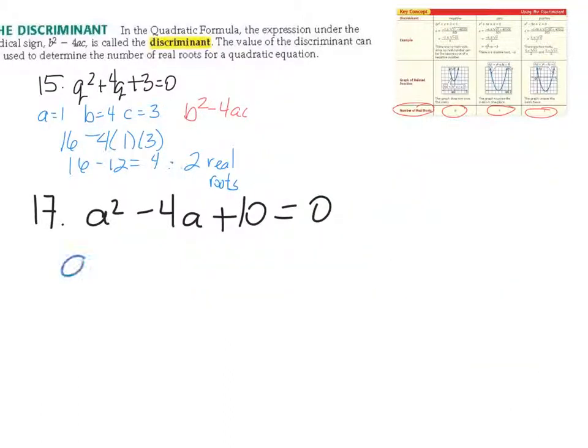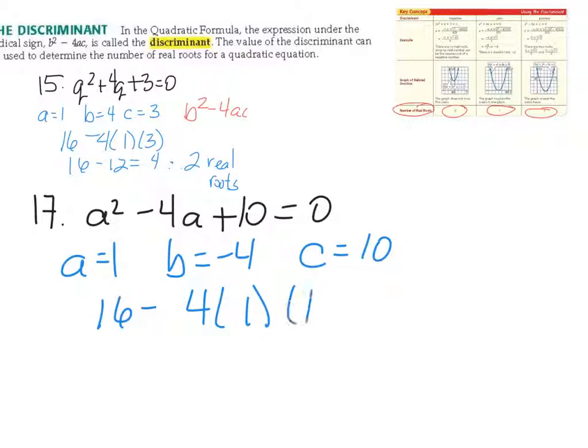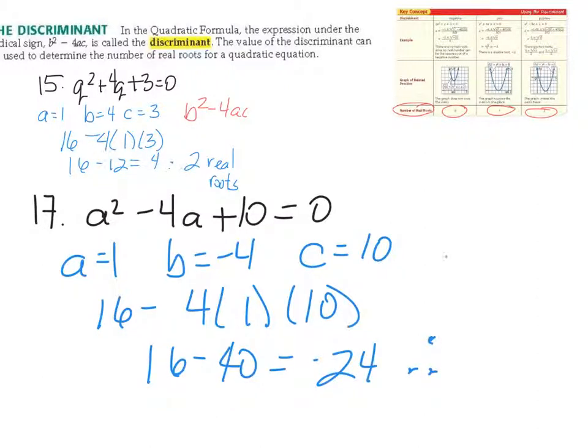On 17, that's awkward. A is a coefficient of x, and they put an A in there. A is 1, B is -4, and C is 10. So B squared minus 4AC, 16 minus 40 is -24. So therefore, I get no real roots.